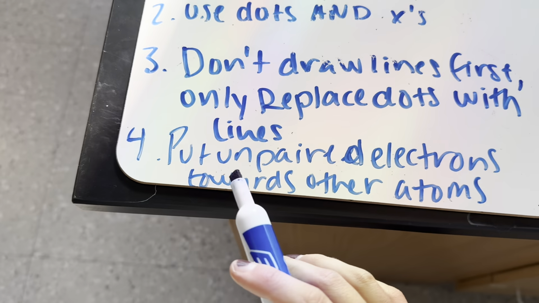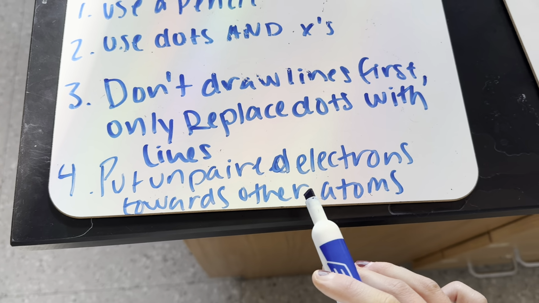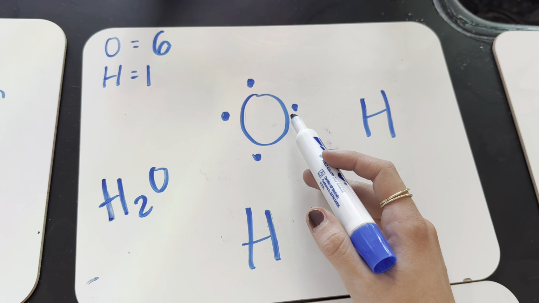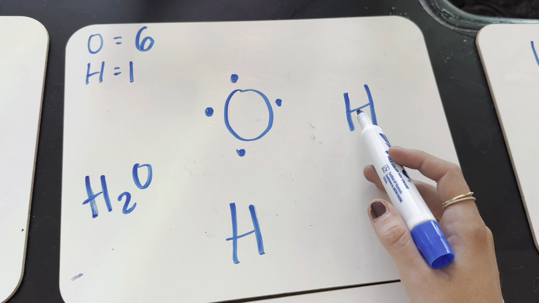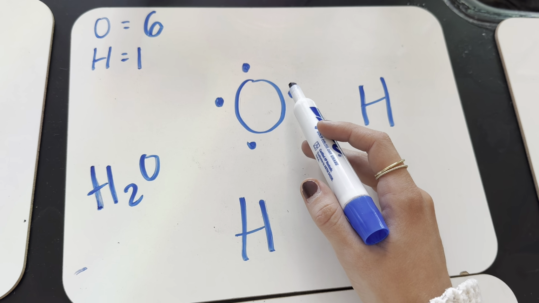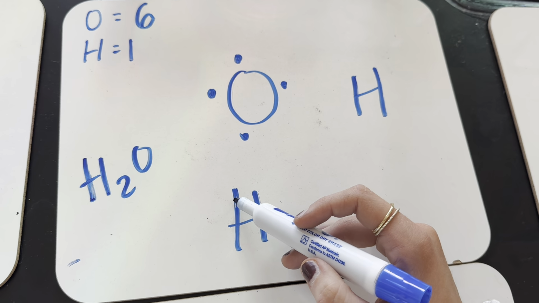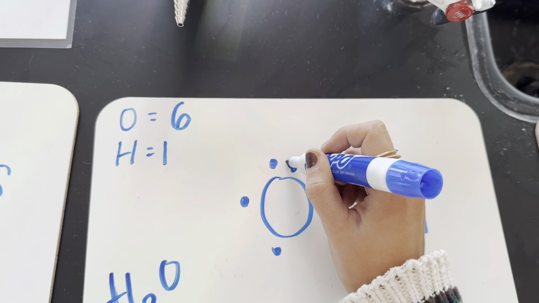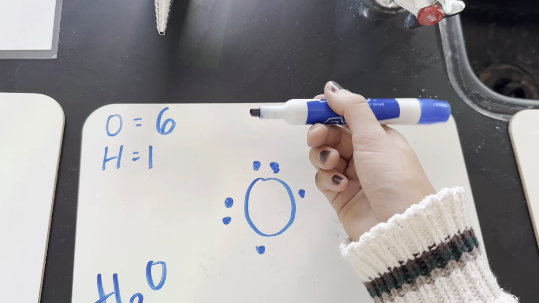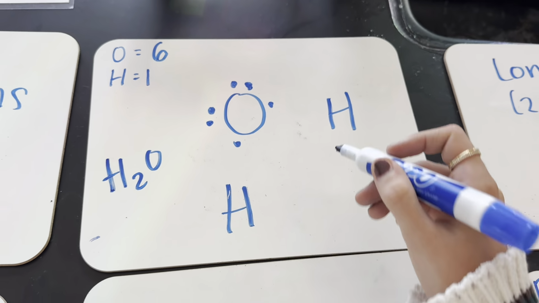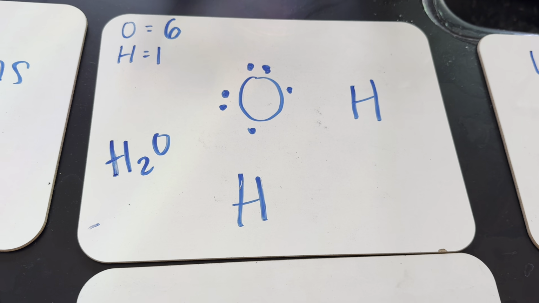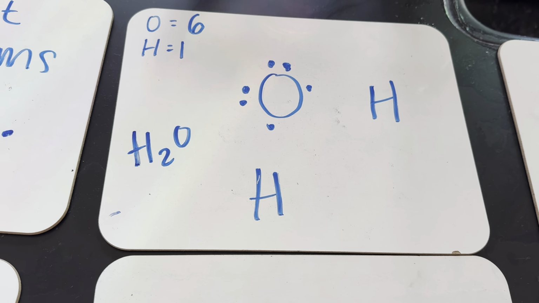But remember I said put unpaired electrons towards other atoms. So it's the unpaired electrons that are going to end up bonding. So if we want to bond something to hydrogen, then we want this electron by itself so it can bond. And if we want to bond it to this hydrogen, we want this electron by itself. So I'm going to put the paired ones on these sides of the box so that I can easily bond. Hydrogen has 1 valence electron, and like I said, I'm going to be doing X's for my other atom.